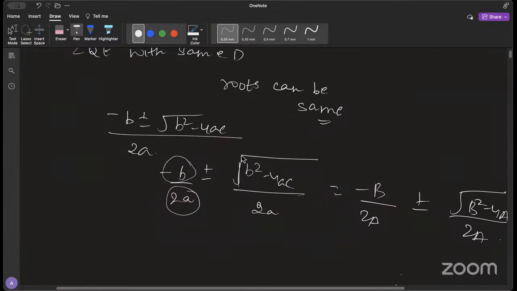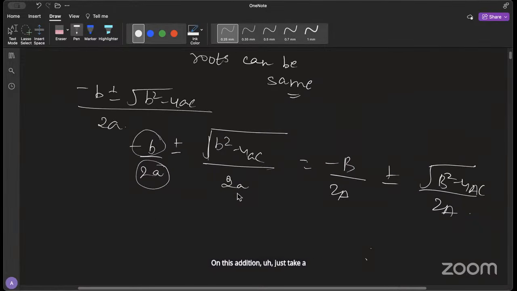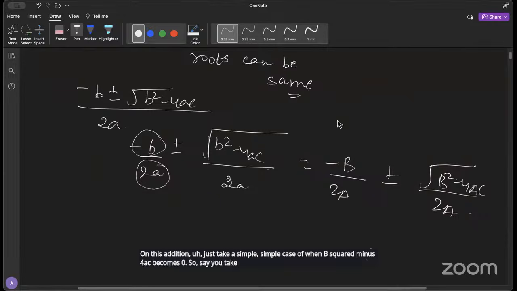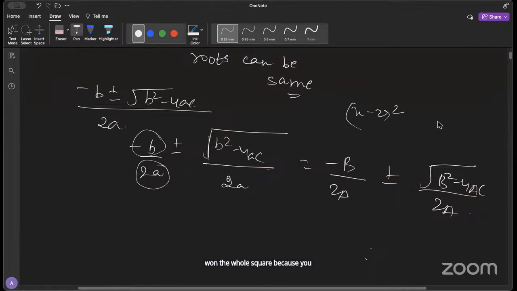I have a suggestion. Just take a simple case of when b square minus 4ac becomes 0. Say you take x minus 2 the whole square and x minus 1 the whole square, because you have repeated roots. The discriminant is going to be 0. That means the discriminants are equal, but the roots need not be equal.